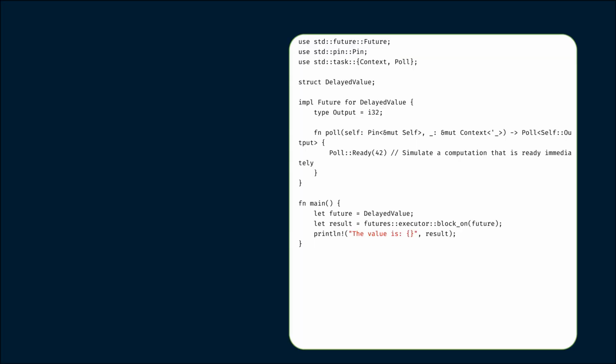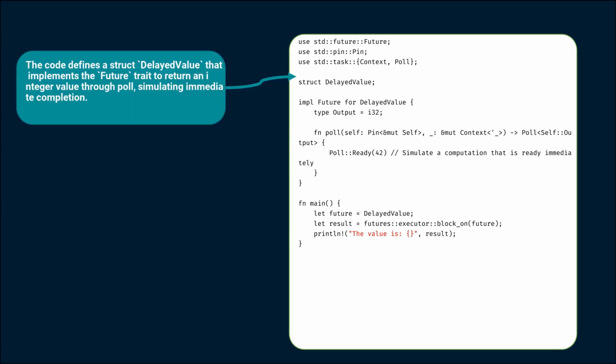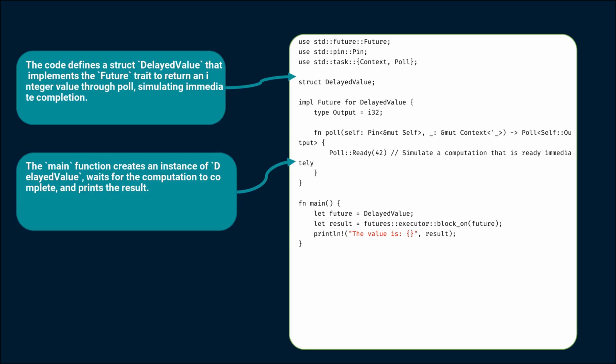Now let's take a look at how we can implement a simple future in Rust using the standard library. We start by importing the necessary components, including the future trait and types for managing context and polling, which will allow us to create our own future called DelayedValue. This struct does not hold any data. Instead, it defines a method to conform to the future trait.